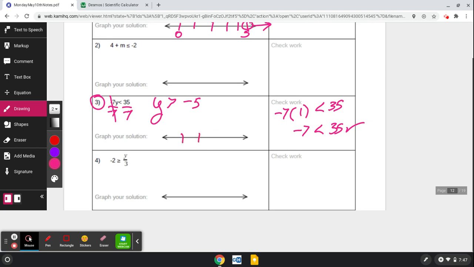So our answer is, in fact, y is greater than negative 5. So 1, 2, 3, 4. I can put negative 5 here. Put negative 3, negative 1, negative 7. Put an open circle and go where they get bigger. Okay, so you got some more problems to wrap up and you'll be good to go.